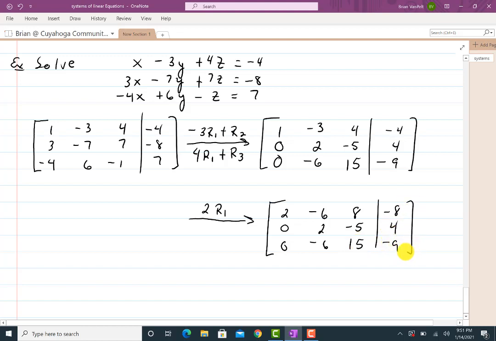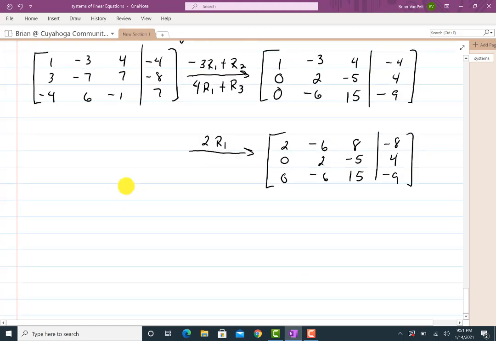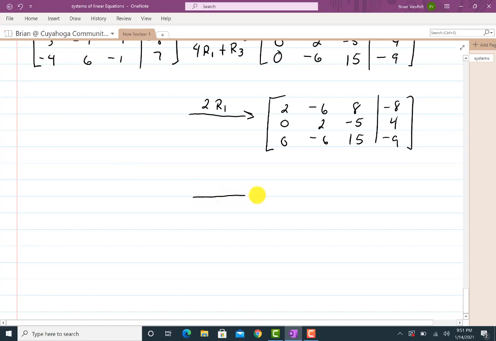Now I can use this 2 here to wipe the stuff out above it and below it. And that's 3r2 plus r1, and that's 3r2 plus r3. So once again, this is safe. Since I'm using r2 to do things, I can go ahead and write it and just leave it be. And nothing happens there. Of course, I know above and below it I get zeros.